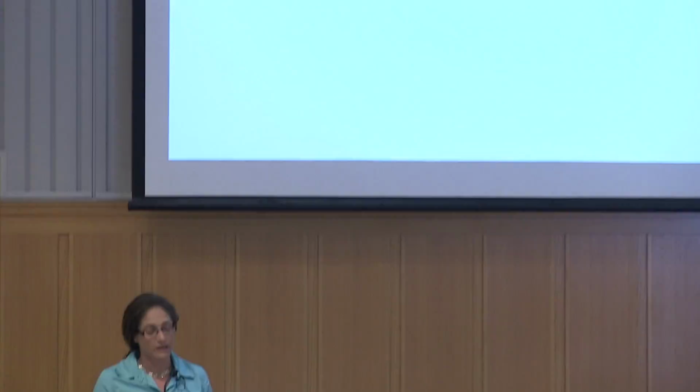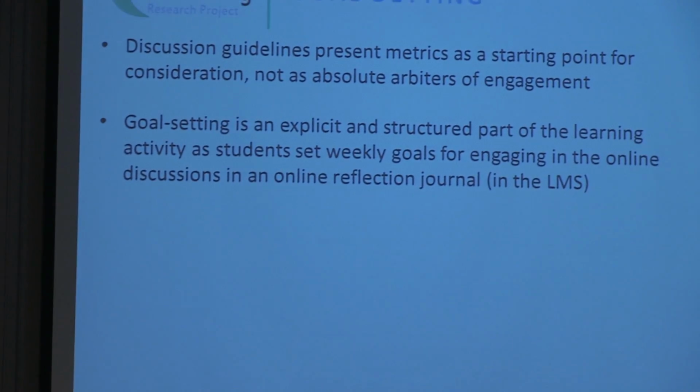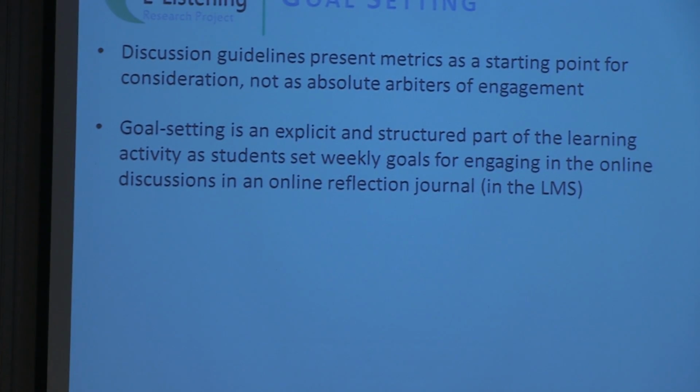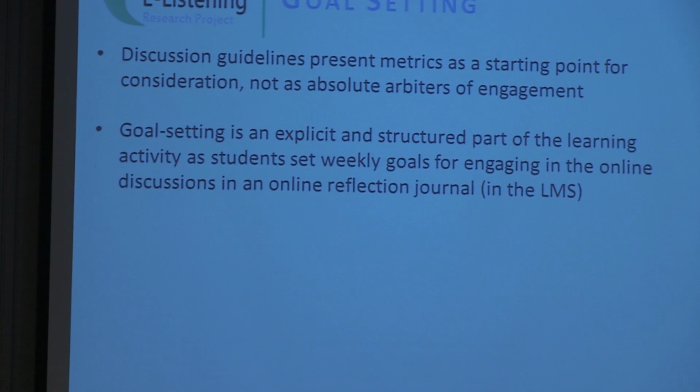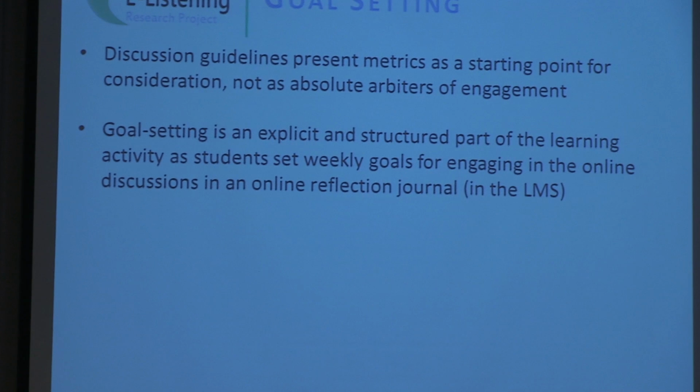So the way we work with goal setting is they have their guidelines, and the guidelines purposefully say what's better, but they're not saying shoot for 100% everybody all the time. And then personal goal setting becomes an explicit part of the learning activity. So they have, in this case, basically a reflective online journal where they're briefly asked to set some goals for their discussion participation. And at the end of the week, they get some analytics. They reflect on how they did or didn't meet their goals, what else they notice, and they set some new goals.